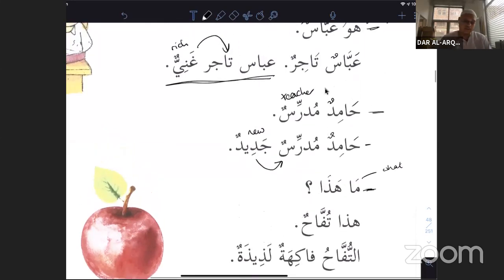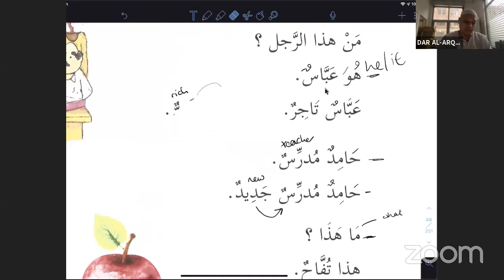Abbasun tajirun. Okay, let's quickly go over this line one more time. As we said, because Abbasun is a name, al is already implied. Yani Abbasun is definite because we know who we're talking about. So al is already there. However, tajirun does not have al, as we can see. Therefore, tajirun is not an adjective for Abbas. Keep that in mind.